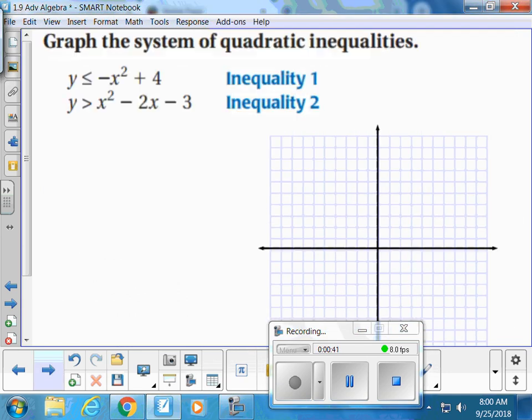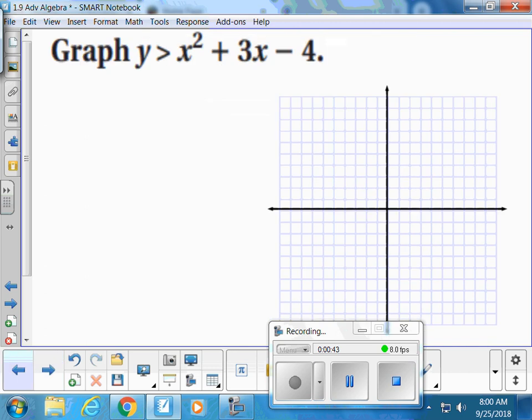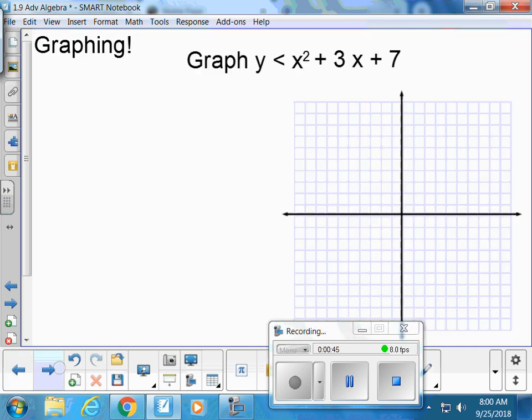We're going to need our graphing calculator today because we're going to be learning how to graph inequalities in the calculators. Basically, we're going to graph a parabola and then talk about where we would shade, above or below.